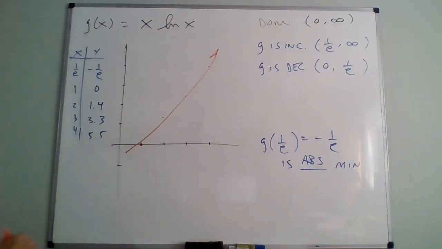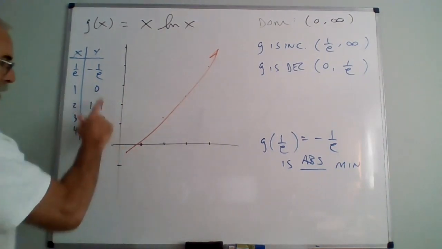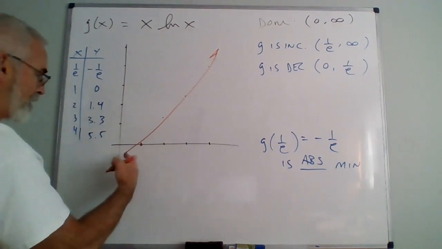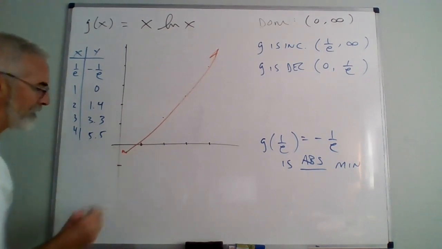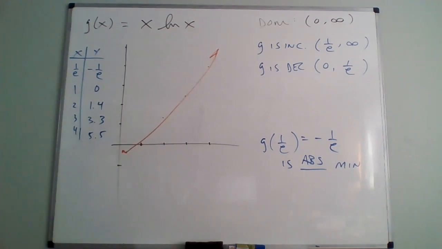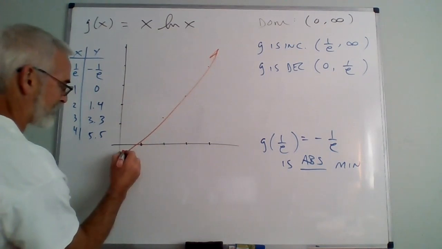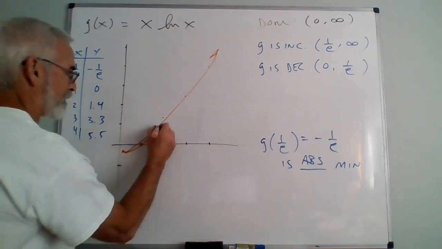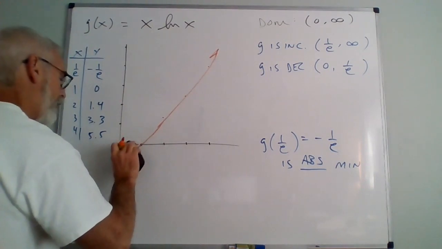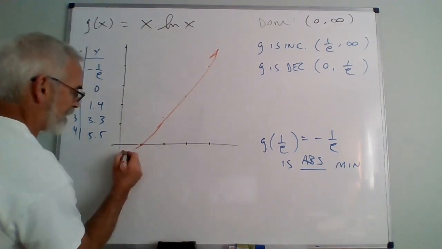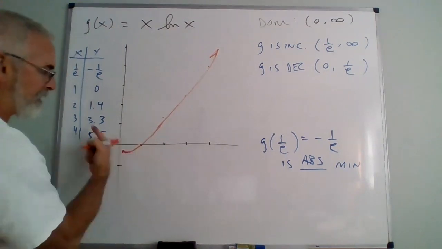Question is, what's happening over here? Does it go up? Does it go down? Does it go straight? Well, we know it goes up because we know it was decreasing. So it goes this way. And here's the tricky part. That's supposed to be flat. Sorry, I didn't do a very good job there. Make that look prettier. Well, the question is, what's happening this way?